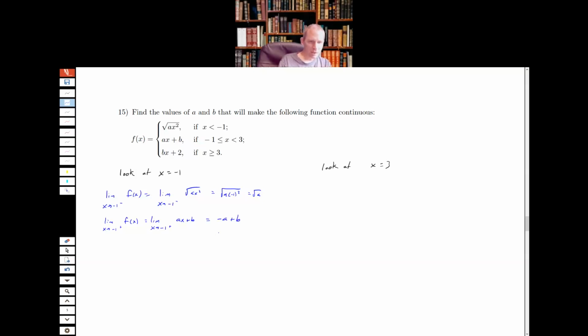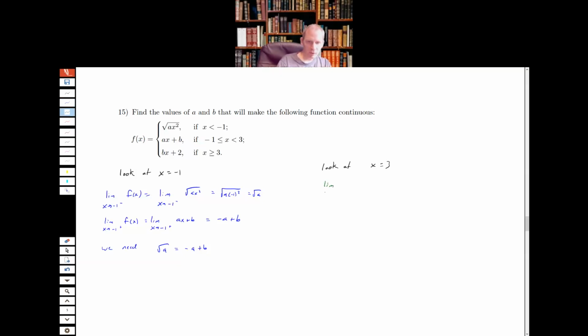To be continuous, I need the limit from the left and the limit from the right to match. So we need square root of a to be equal to -a plus b. That gives us an equation to work with to find a and b, but one equation is not enough to find two numbers. So now we're going to switch over and look at what happens at x equals 3.